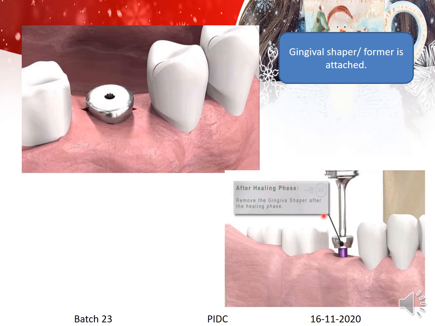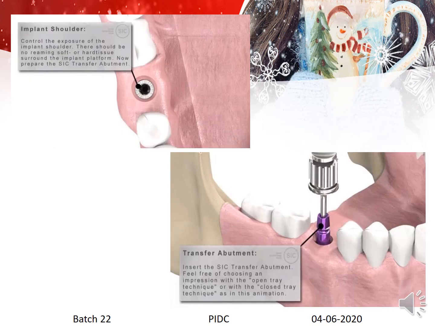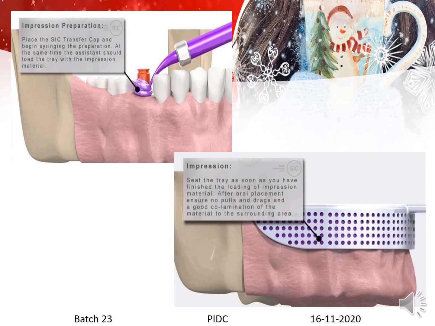and after this healing phase, that is 7 to 10 days, remove the gingival shaper or the gingival former, and place the transfer abutment before taking impressions. So you have to choose which method you are going to go with, an open tray technique or a closed tray technique. In this procedure we are going for a closed tray technique. So you place the transfer coping or the transfer abutment over it.